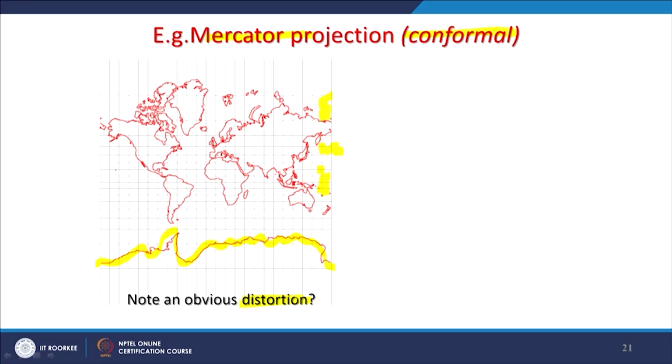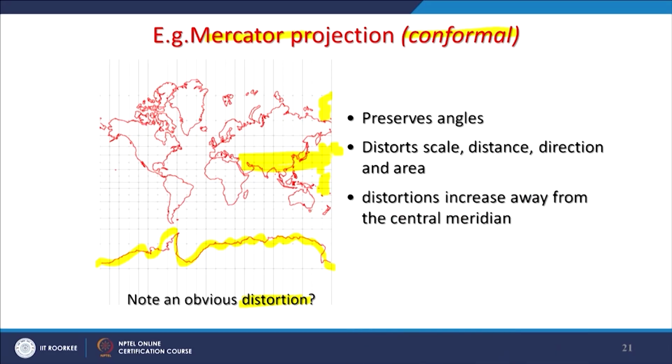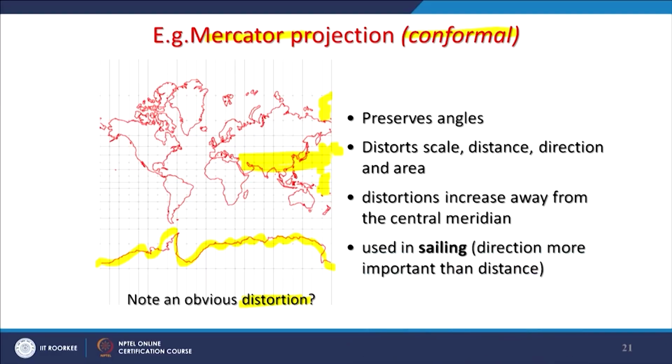Mercator projection, for countries like India, is quite good in that sense. So, this conformal projection, Mercator conformal, preserves the angle. Of course, it distorts scale, distance and area. Distortions increase away from the central meridian, and it is used in sailing, for ships, where direction is more important than distance, because they have to keep the direction intact.